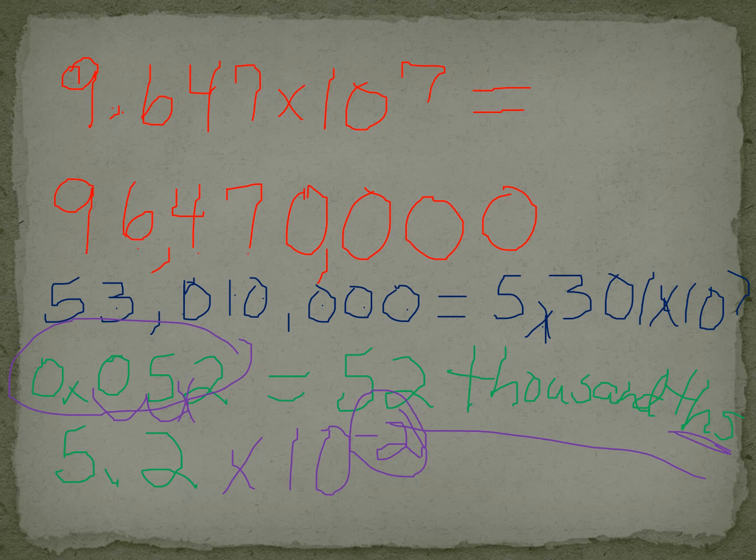Here's my standard form, this being my word. And so then, because I had to move my decimal to the right to do it here, but because my number is less than 1, my exponent's going to be negative. But again, watch your Khan Academy. That should definitely help you. Okay.